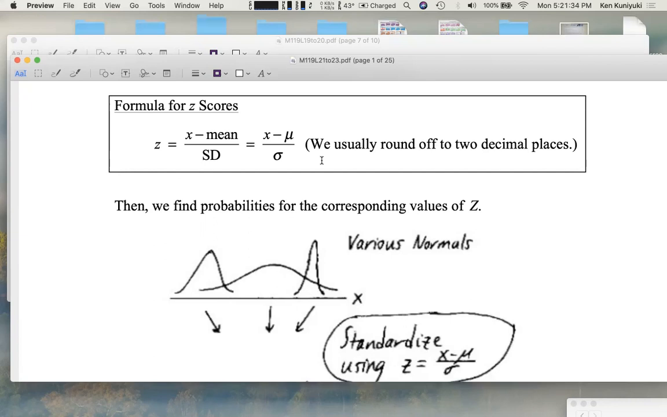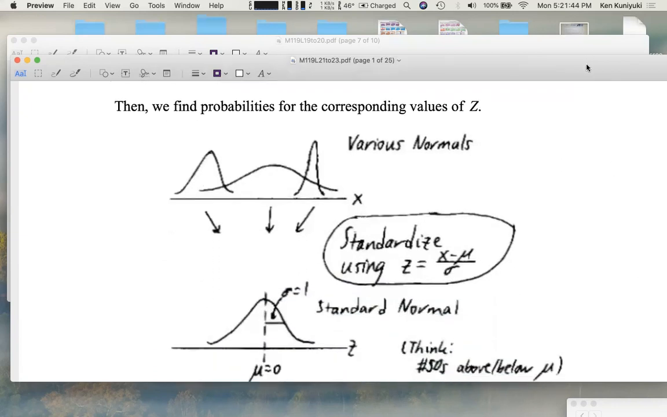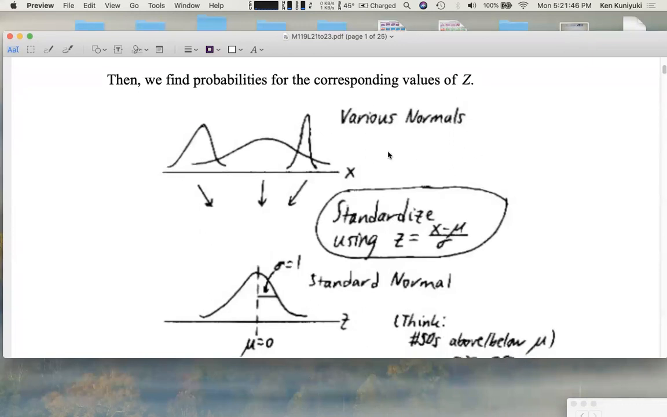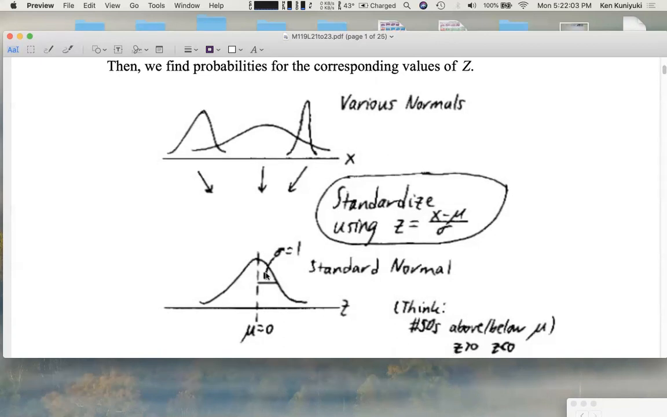And we're standardizing from a general normal distribution, where these X guys come from, to a standard normal distribution, where these Z guys come from. So again, we're going to use that formula to convert from these various normal distributions, which could have various means and standard deviations, to the standard normal distribution. There's only one of these guys: the normal distribution with mean 0 and standard deviation 1.